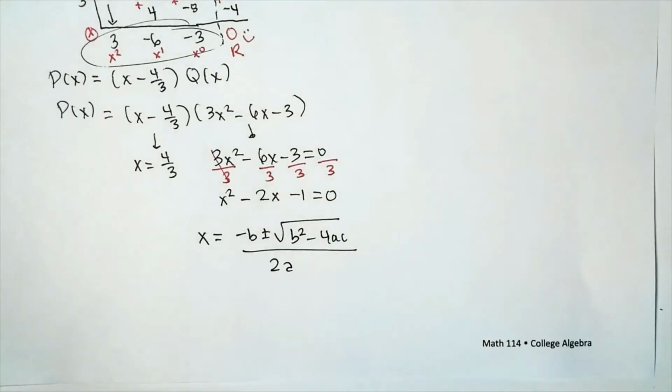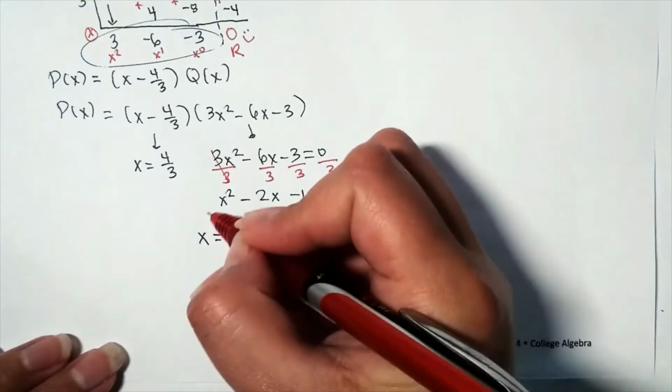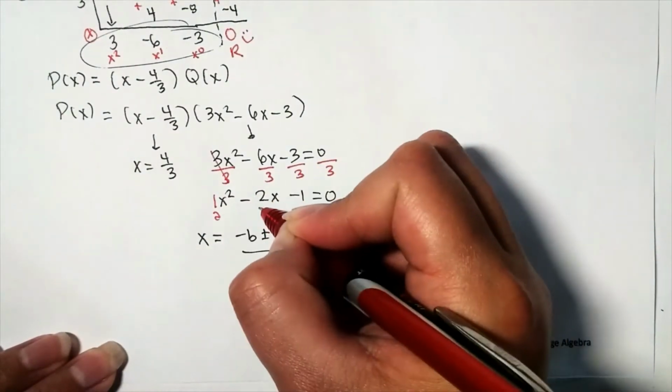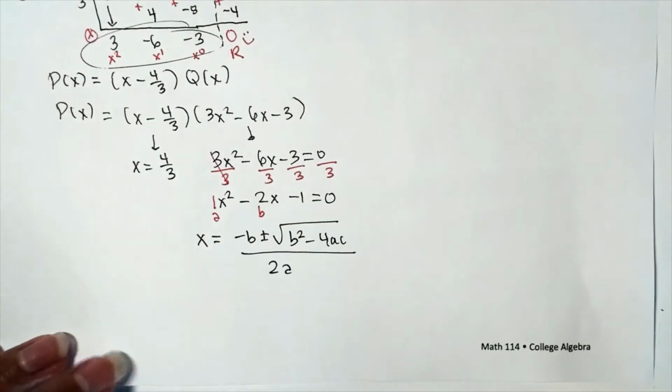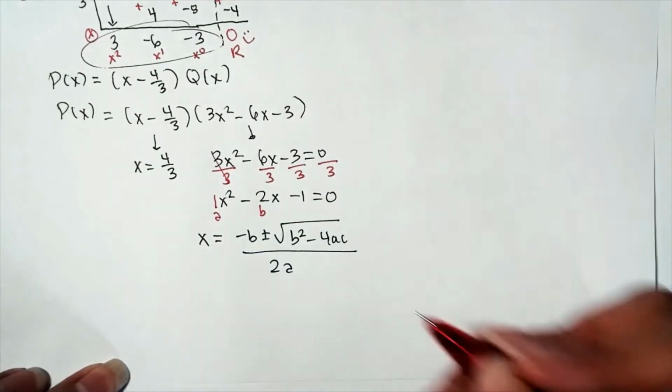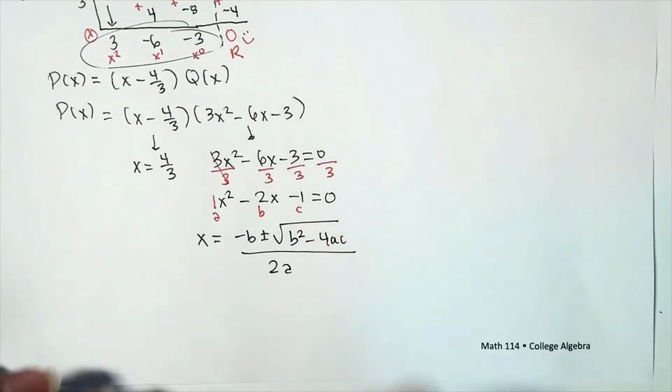Fantastic. So for my peace of mind, let me identify the values for a, b, and c. Leading coefficient is 1, that's our a. Coefficient of the middle term is -2, that's our b. Constant term is -1, that's our c. So we have the formula nailed. We have a, b, c identified. We have easy access to a calculator, so let's do this.